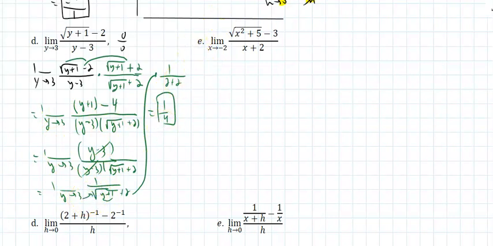You should do the same. And if I look at the next problem, negative 2 squared, that's 4 plus 5, that's 9. Square root of 9 is 3 minus 3 is 0. Negative 2 plus 2 is 0, so we're going to do the same thing. Actually, if you move this a bit to the right, and you multiply right there by the conjugate.